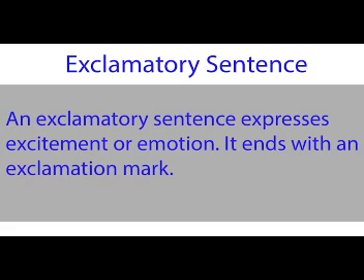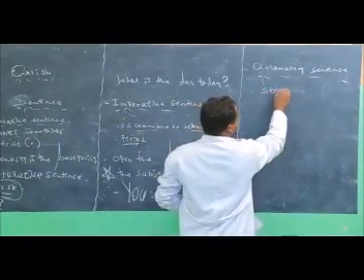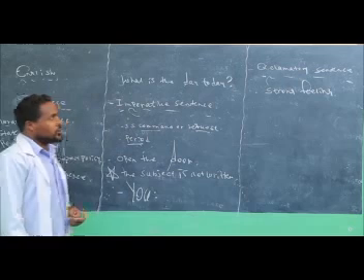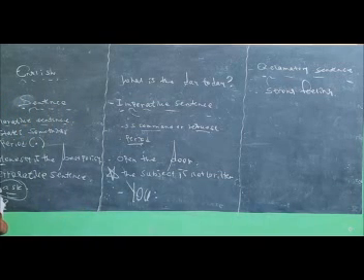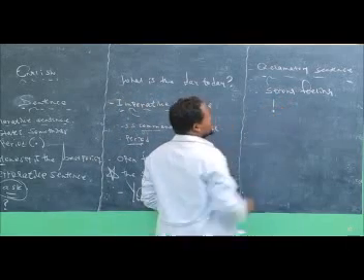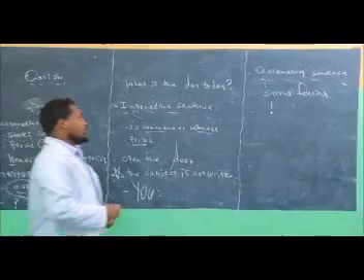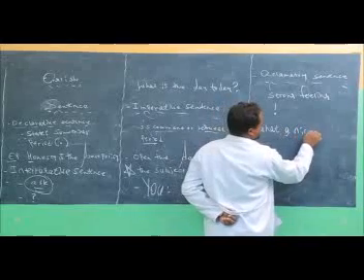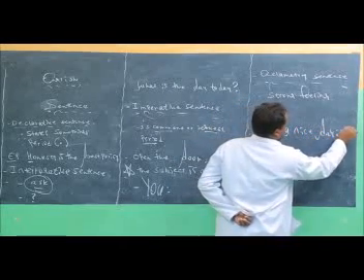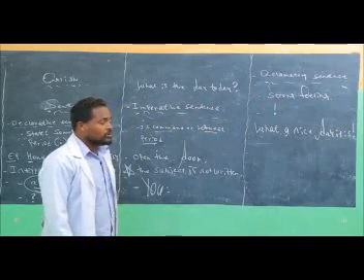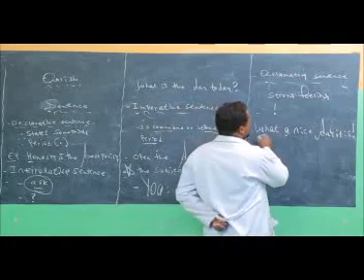In exclamatory sentence, we express our strong feeling. To express strong feeling, we use exclamatory sentence. Again, an exclamation mark is used at the end of the sentence. For example, what a nice day it is! We use an exclamation mark. So these types of sentence are called exclamatory sentences.